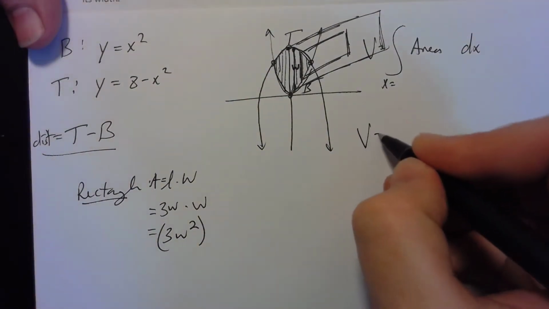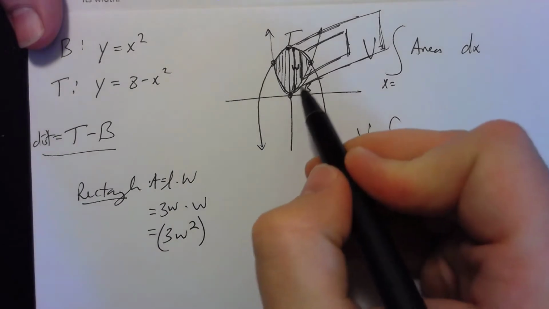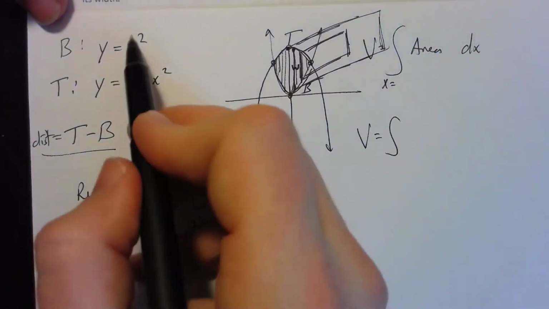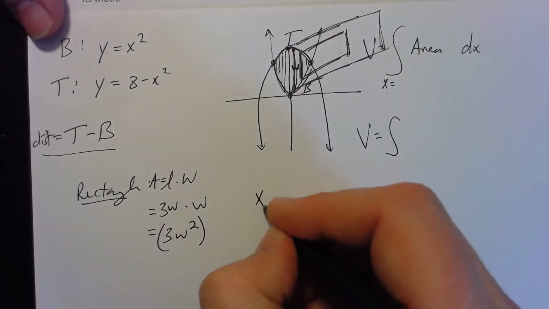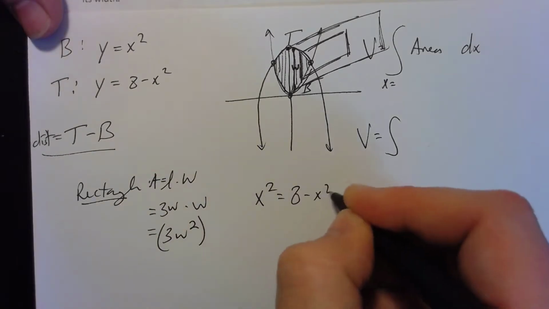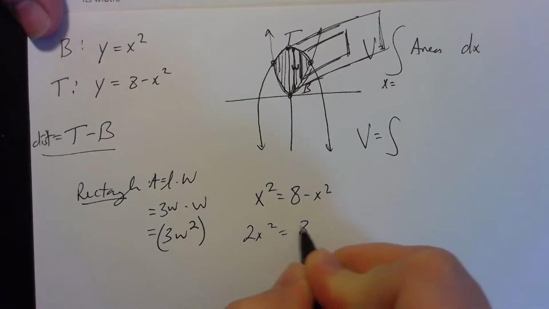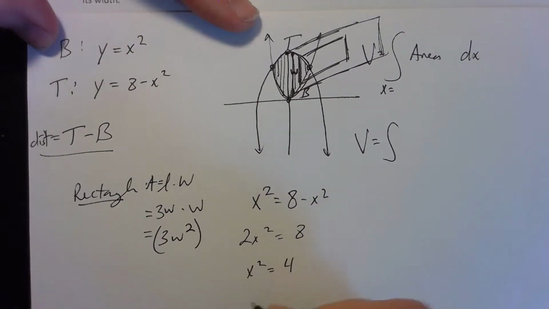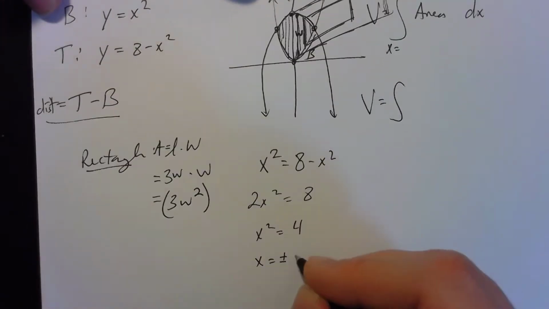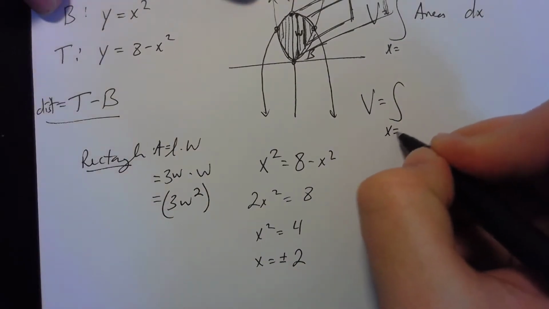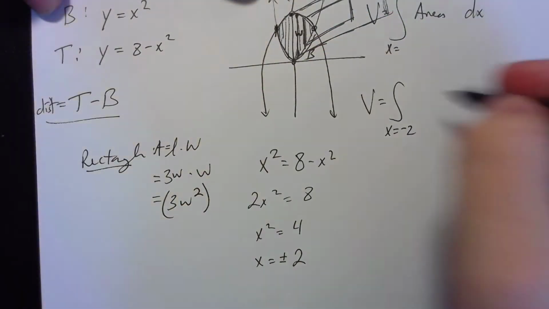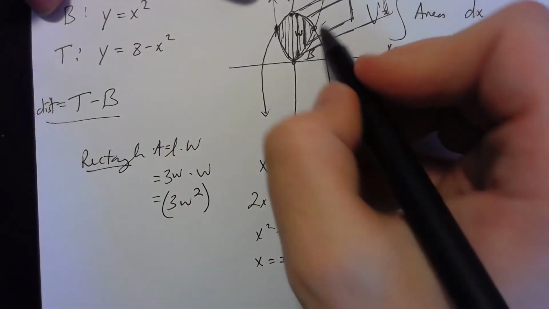So now my volume is equal to the integral from, again, we've got to figure out what the bounds are by setting these two functions equal to each other. So I'm going to do that down here. x squared is equal to 8 minus x squared. I'm going to add the x squared to both sides, giving me 2x squared is equal to 8. I'll divide by 2, giving me x squared equals 4. And therefore x is equal to plus or minus 2. So that means I'm going to start at negative 2, that's the lower bound, and I'm going to go to positive 2, that's the upper bound up here.